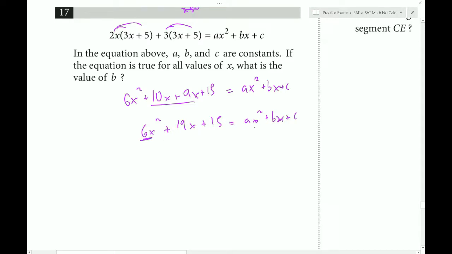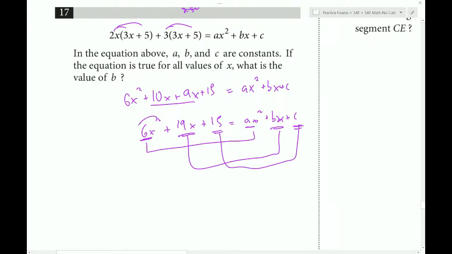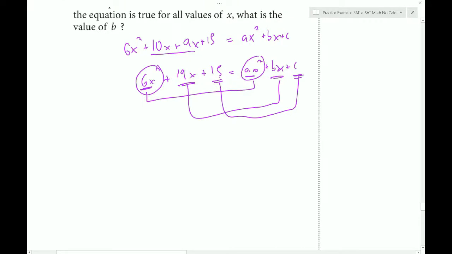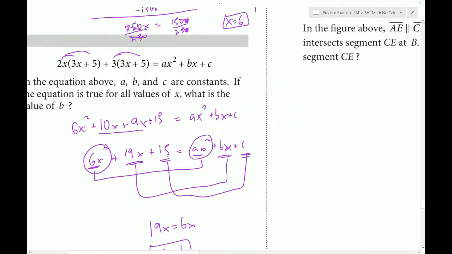Well, the key thing here is that the a terms are going to be equal, the b terms, and also the constant term. So the x squared terms are going to be equal, the x terms are going to be equal, and the constant terms are equal. And so effectively we get like 3 equations there. So we get 19x equals bx, and then if we just divide by x, assuming that x is not 0, we end up with 19 is equal to b. Okay.